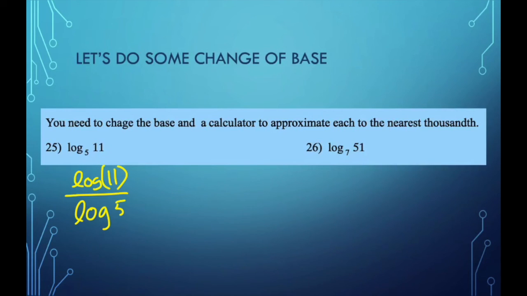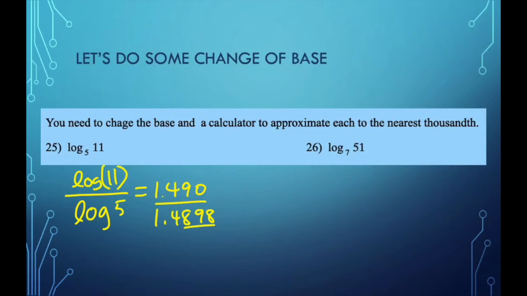Yep, 1.489, and it says to the thousandth. Isn't it 1.490? Yes, because you're going to need to round, because it was 1.4898, and that 8 makes the 8 round up to 9. It only says round to the thousandth.